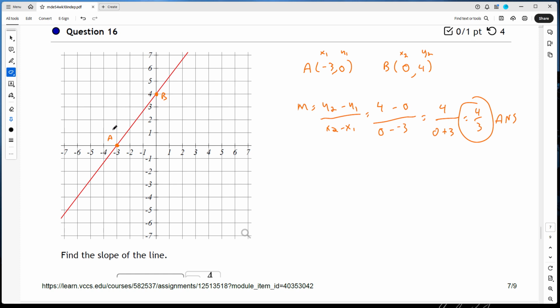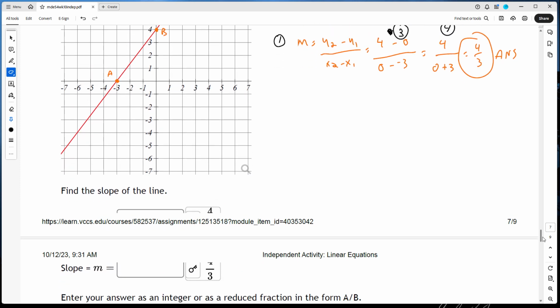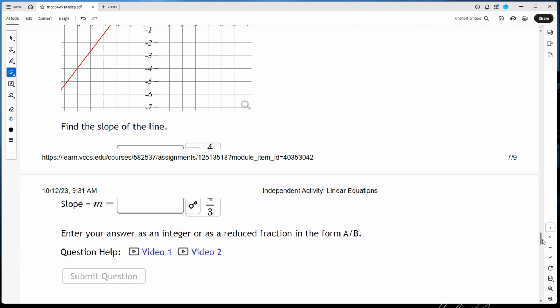Find the slope of the line. So I wrote out my slope formula. Assign values to my variables. And then I plug into the formula. And then the fourth thing there is I do my computation. Okay. So I end up with 4/3 for my slope. My final answer there.